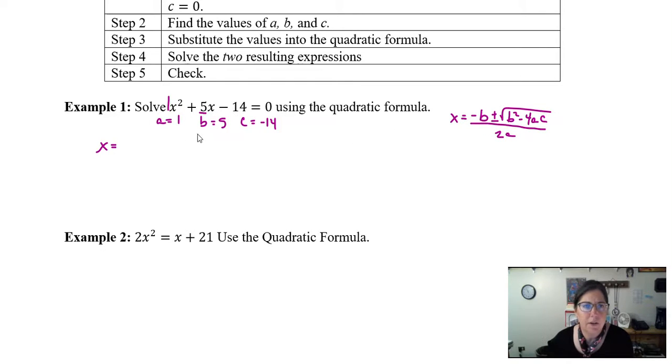So the opposite of b is 5, so the opposite of that would be negative 5, plus square root. Now it's b squared minus 4 times a times c. C is a negative 14. So don't forget that, because that will totally mess up your answer if you miss this minus sign there. All over 2 times a, which is 1.